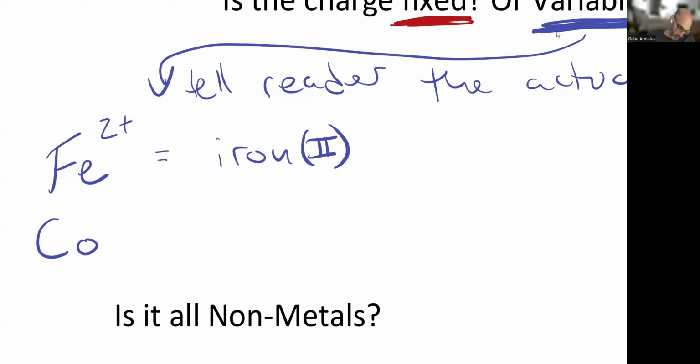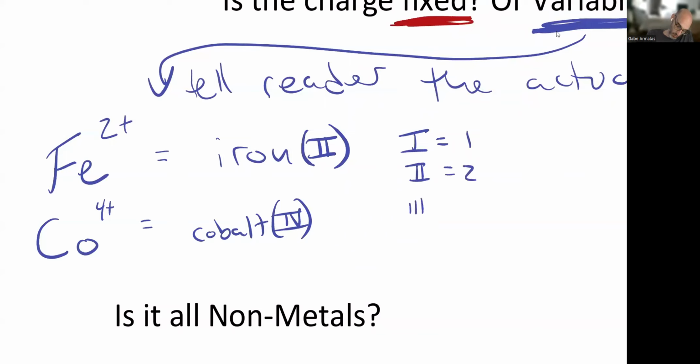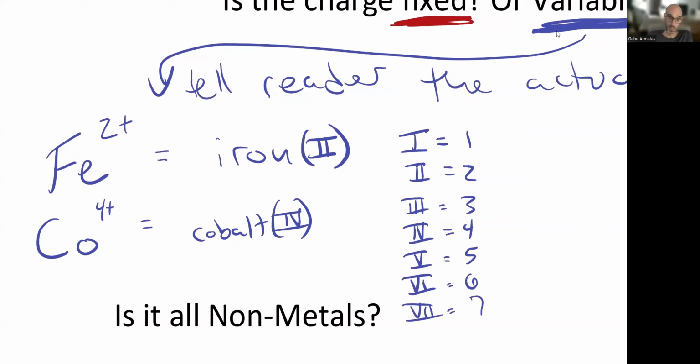charge. Let's say that I have cobalt 4 plus. I would call this cobalt parenthesis 4, and that's it, cobalt 4 plus. So the Roman numeral is always going to tell me the charge. So I is equal to 1, II is 2, III is 3, IV is equal to 4, V is equal to 5, VI is equal to 6, VII is equal to 7, and that is as high as you'll need to go. Okay, so if you didn't know Roman numerals, there you go.